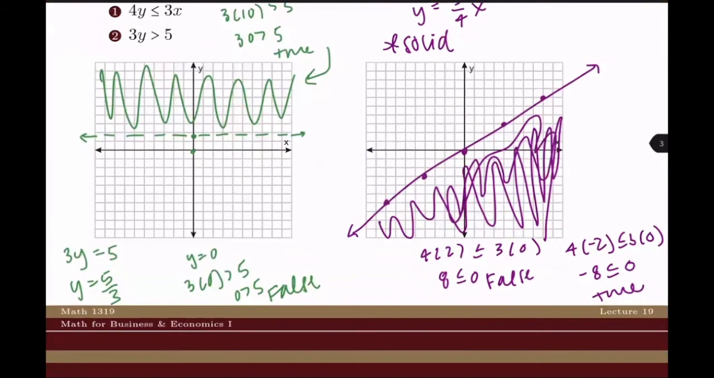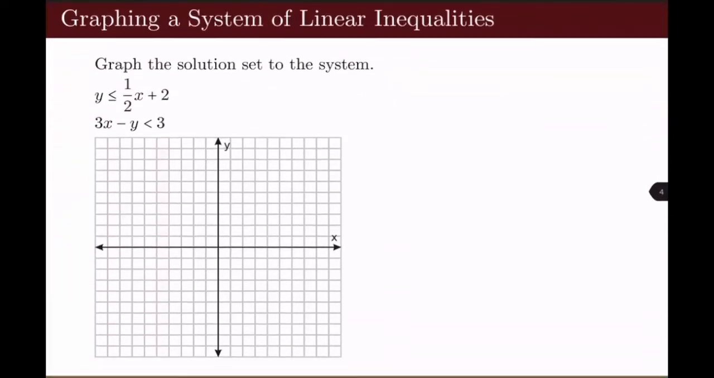All right, let's keep moving on. So now I want to graph a system of linear inequalities. This is going to be slightly more challenging, but we can still do it.